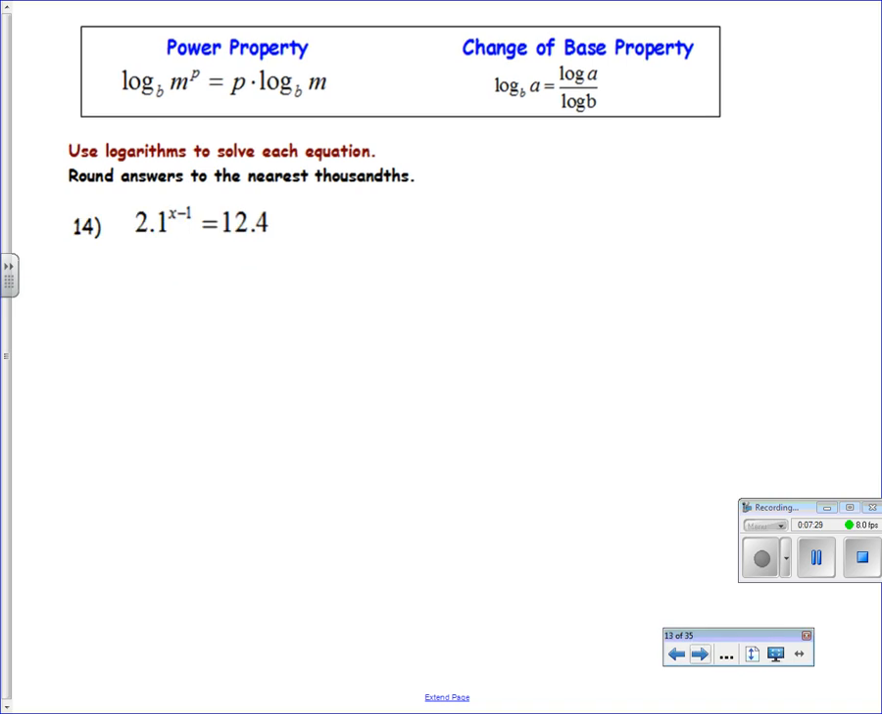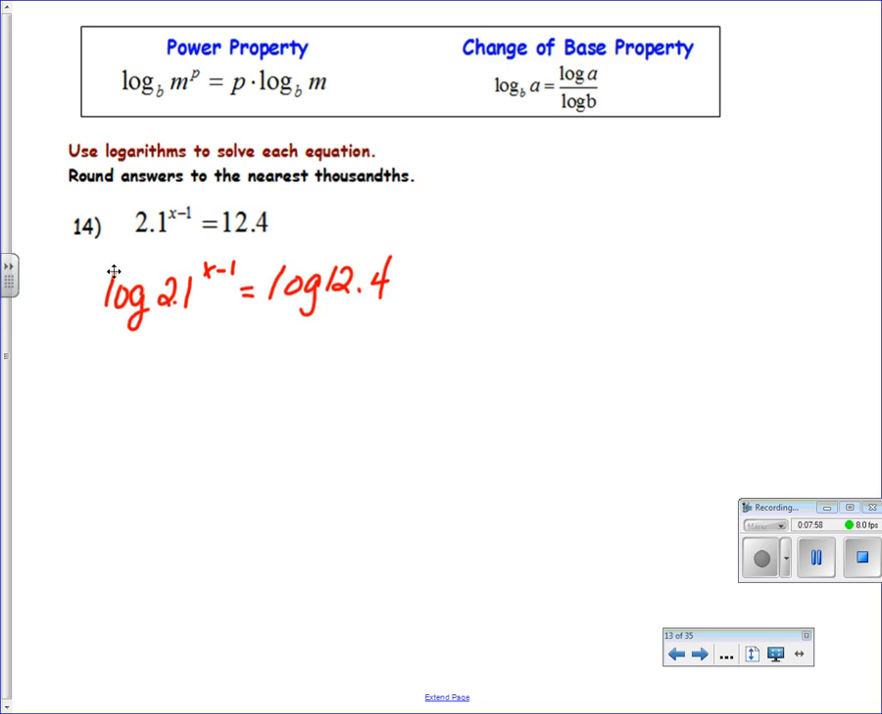So for 14, you're going to do the same thing. 2.1 and 12.4 are not going to be a base of each other. So therefore, we're just going to do the log of each side. And by the way, if the bases would match, you still could do the log if you wanted to. So that is also an option. So we're going to have log of 2.1 to the x minus 1 equals the log of 12.4. So that's our first step.